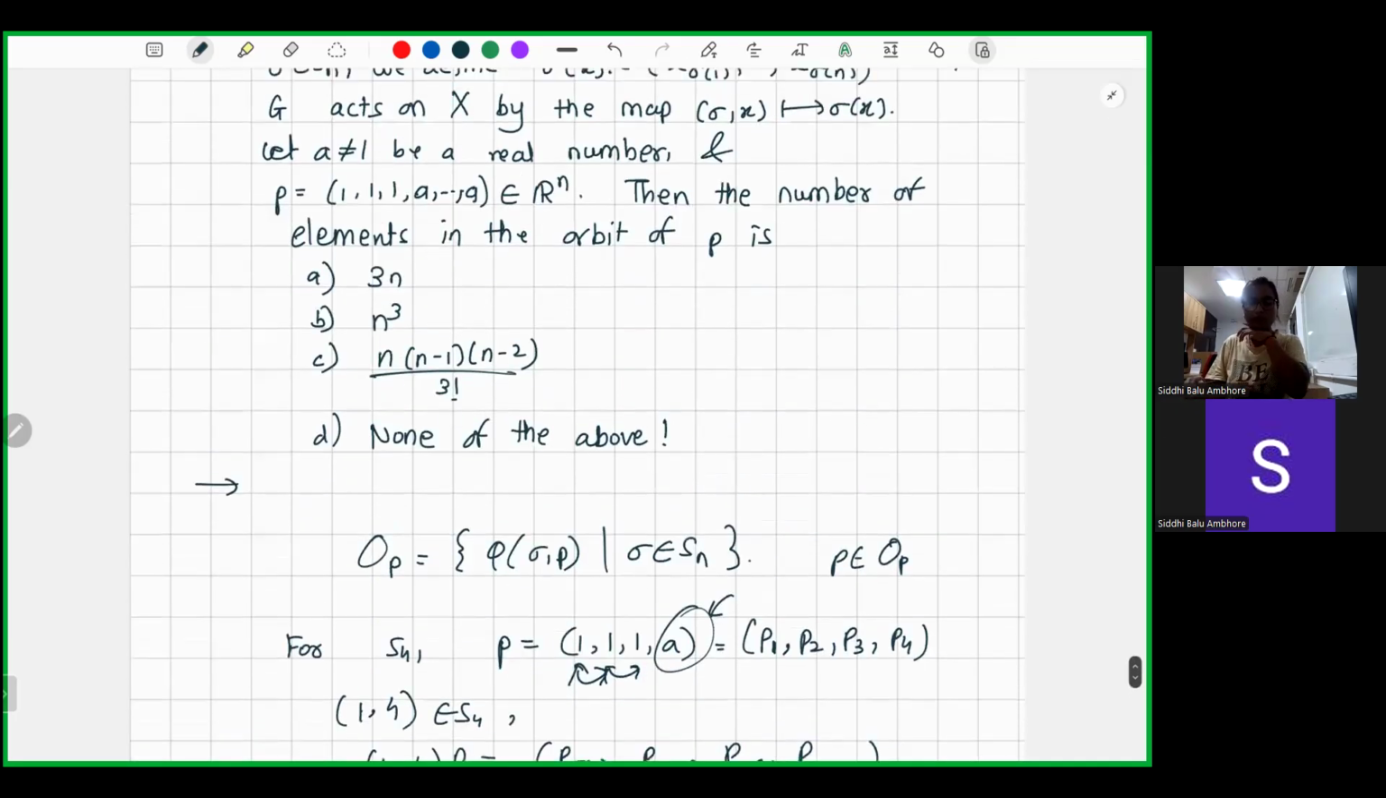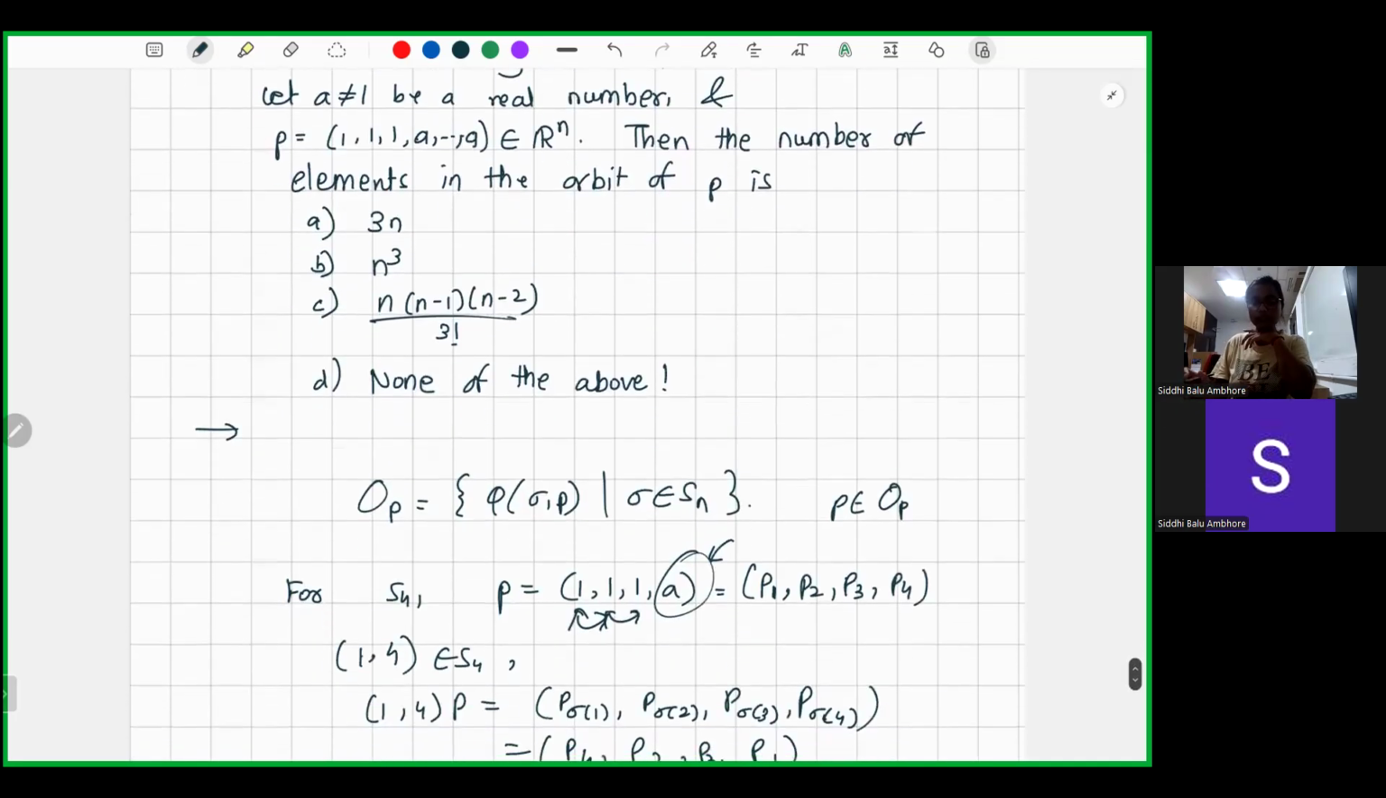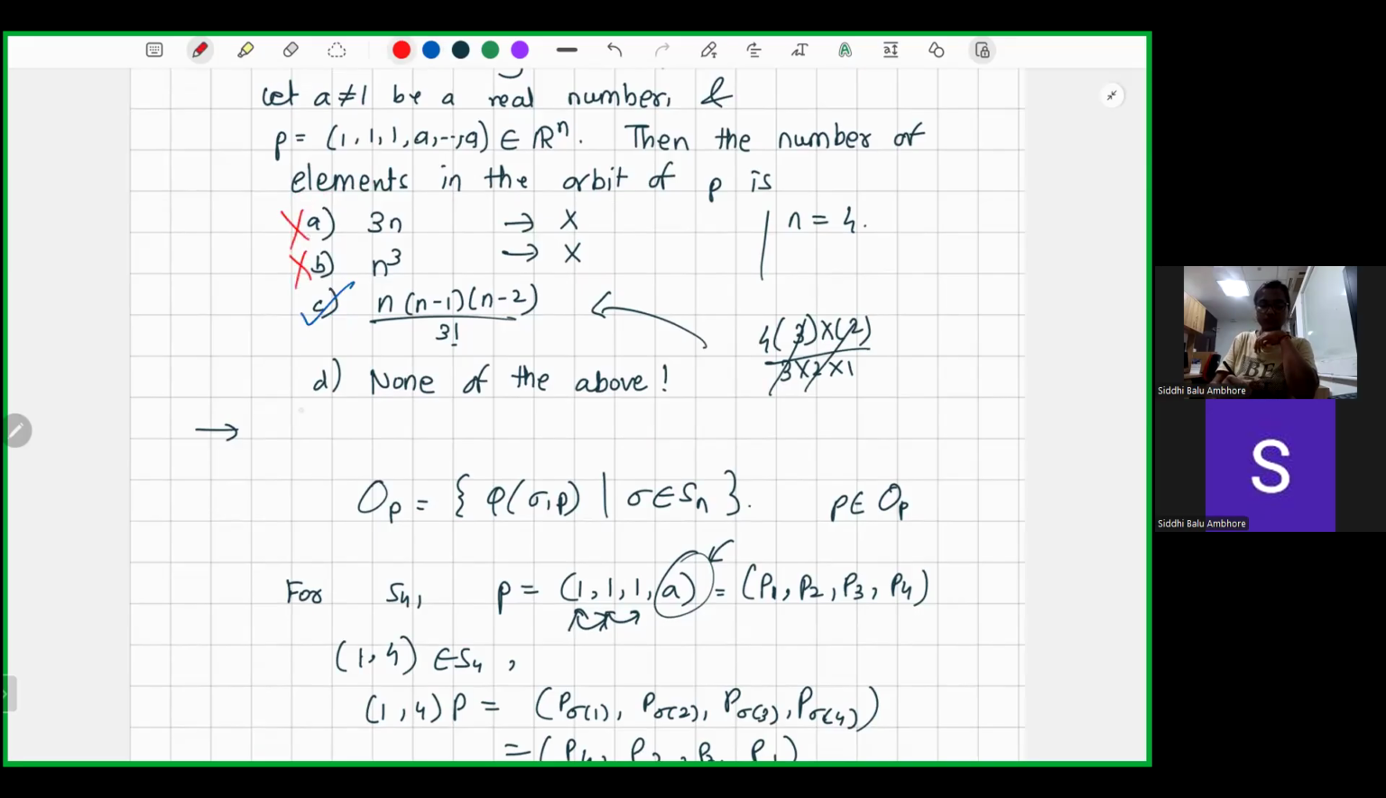And what gives me the number 4? So 3 into n was 4 here. That's anyway not holding. Note that here n is 4, so this anyway is not true. And what is this? This is 4 into 3 into 2 divided by 3 into 2 into 1, and I get 4 here. Okay, so this is the answer which we have.